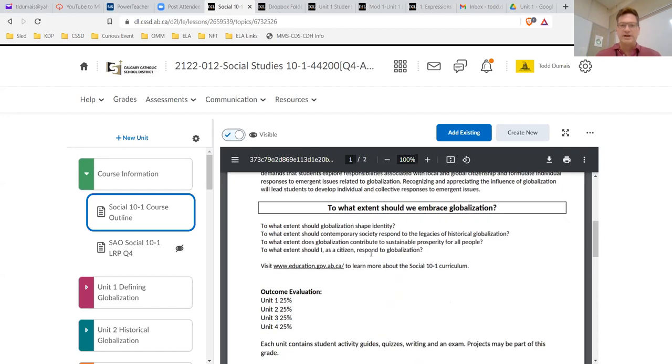So to what extent should we embrace? And again, in high school, in 10-1 and 10-2, 20-1, 30-1, it's to what extent is what we want to do. To what extent do you believe or should we engage in certain things?